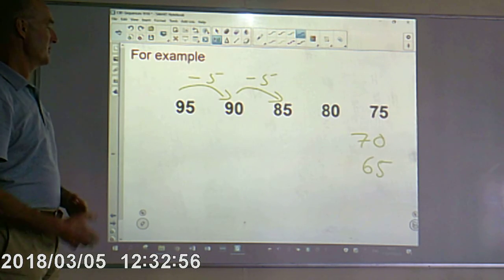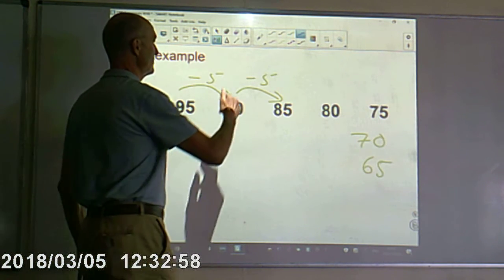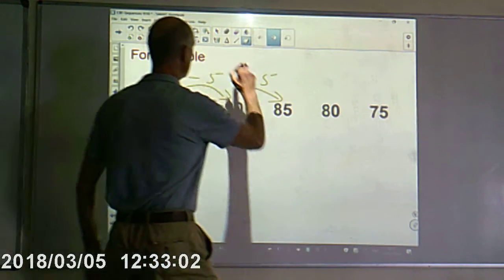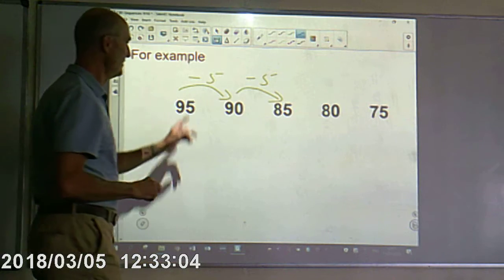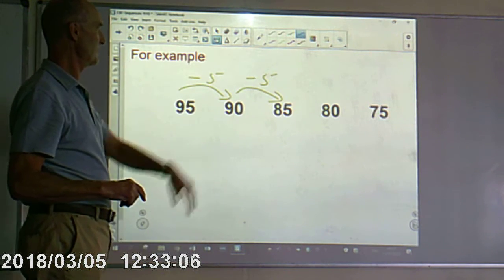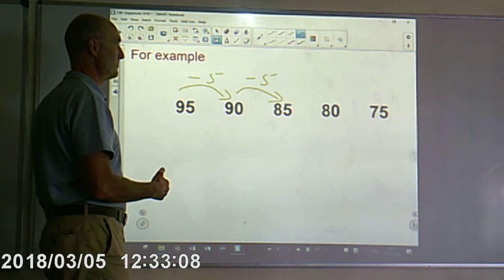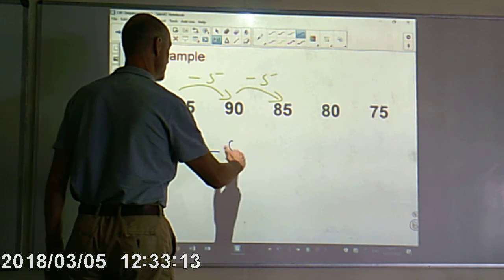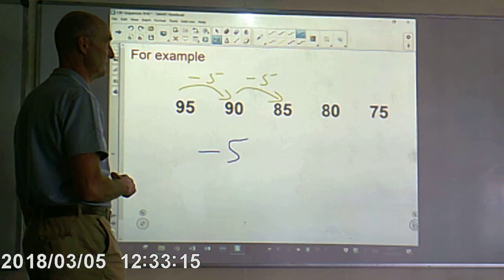Another example, I make no excuse, there's loads of examples here to give you loads of opportunity to practice and see how these work. Okay, I'm leaving that up there, we're going down 5 each time, so that's the first number I need to grab hold of. The fact that we're going down 5 each time, my first number I need to grab hold of is that minus 5.